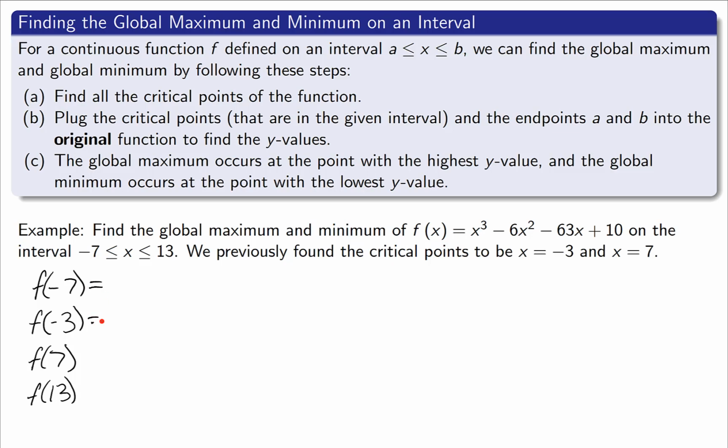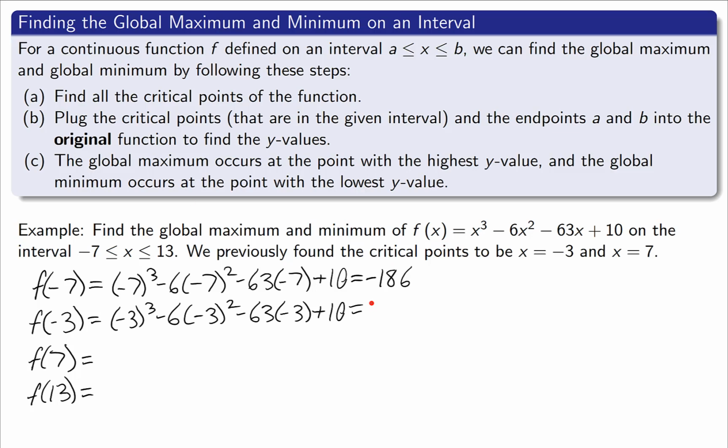And then let's just plug these in. Again, this is the original function because I'm looking at the y values. I'll get -7 cubed minus 6 times -7 squared minus 63 times -7 plus 10. This is the original function. And let's see what we get out of this. I get -186 for this one.